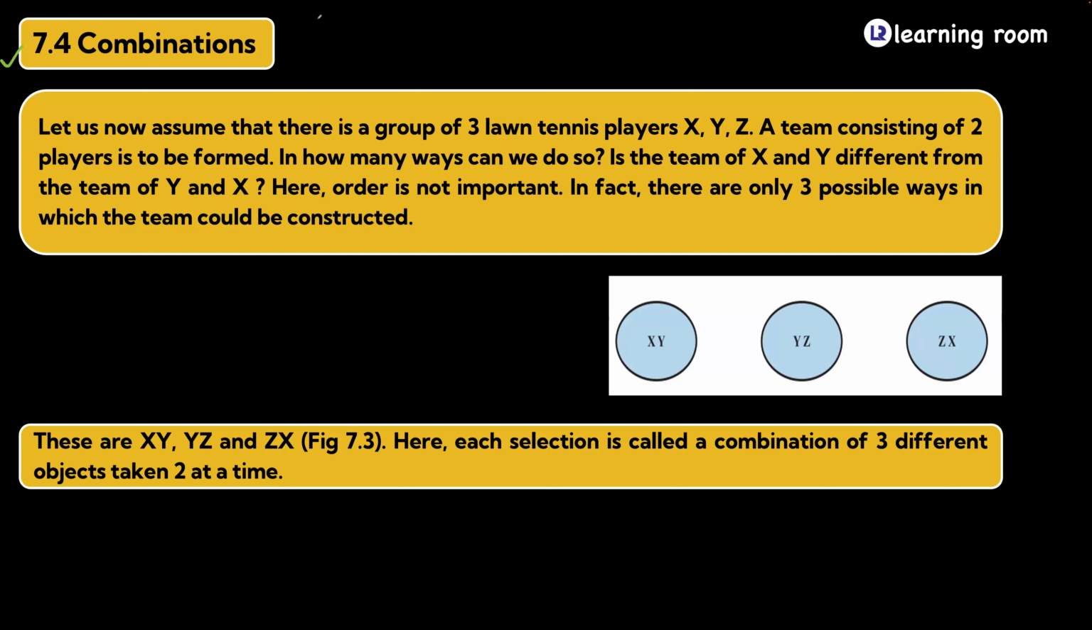Okay. So the last topic of this chapter is about combinations. So when we talk about combinations, right? Combinations basically means selections. Listen. Permutation means arrangements. Combination means selection.